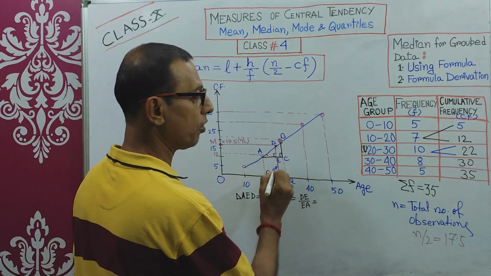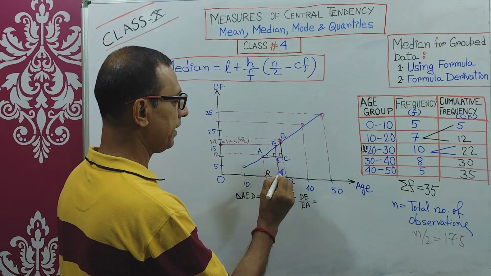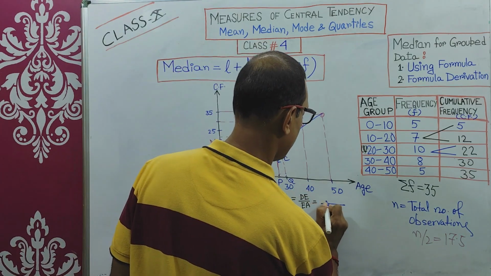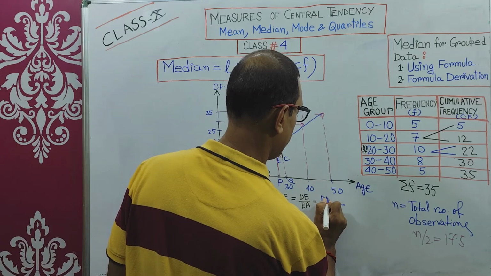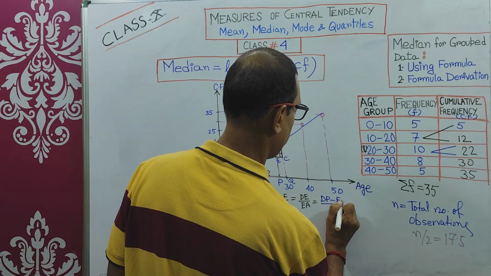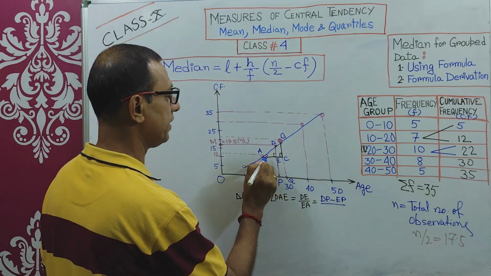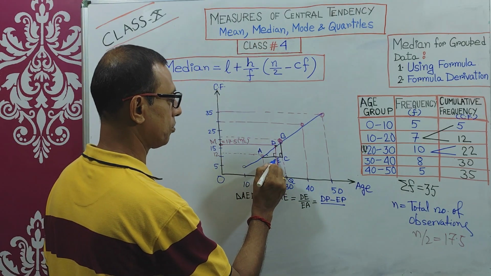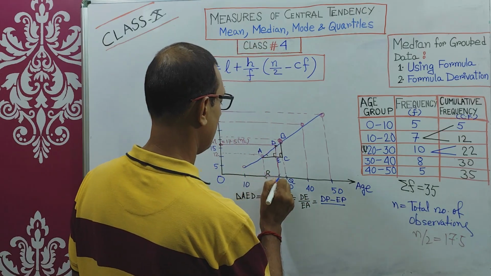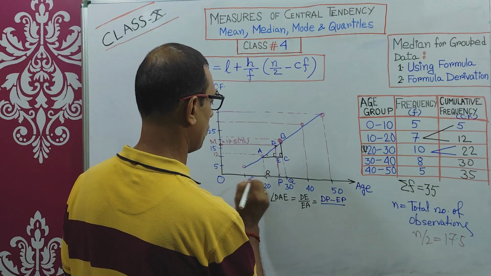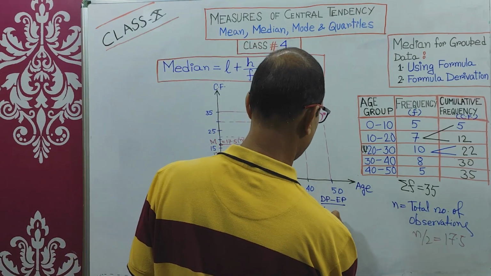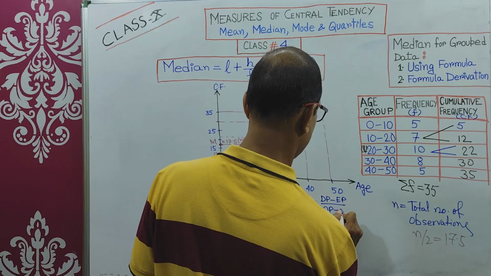So DE equals DP minus EP. And what is EA? EA equals, this point is R, PR. PR means OP minus OR. What is OP? OP minus OR.